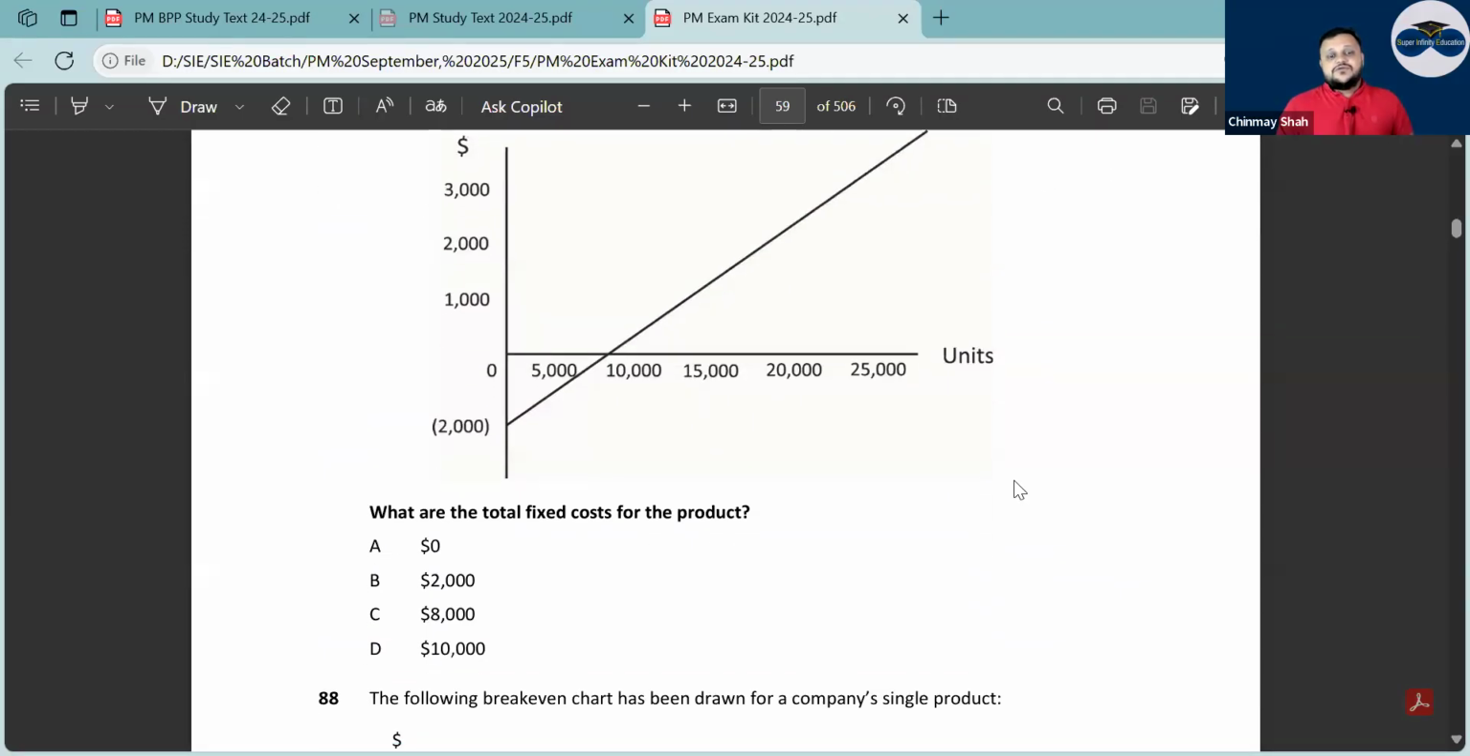What is the total fixed cost of the product? Arey baap re. Right? What is this all about? Tell me. Units कितने हैं? Somewhere around 10,000 units or close to 10,000 units. देखो जरा.